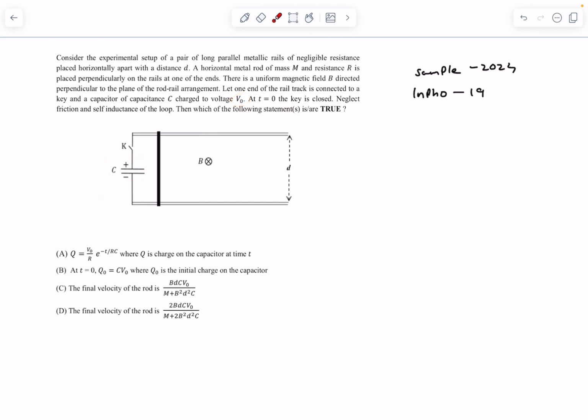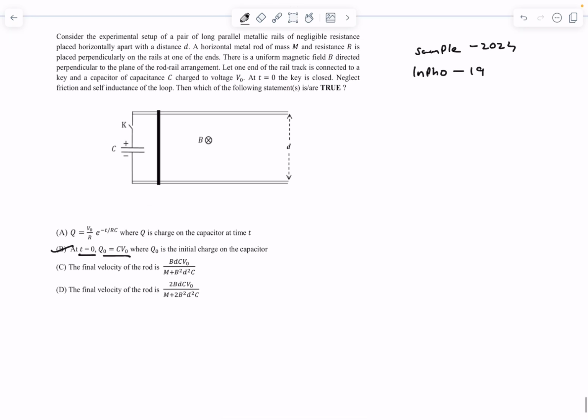Okay. At time t equal to 0, the key is closed. We have to neglect friction, so there is no friction in the rails. Neglecting self-inductance, in other words, just means that there won't be any L di by dt back EMF due to the changing current. So we have to figure out how the charge Q is changing and the final velocity of the rod. In option B, they are saying at time t equal to 0, the charge Q0 is just CV0. This is really obvious, so I don't know why this is an option. So that was pretty direct.